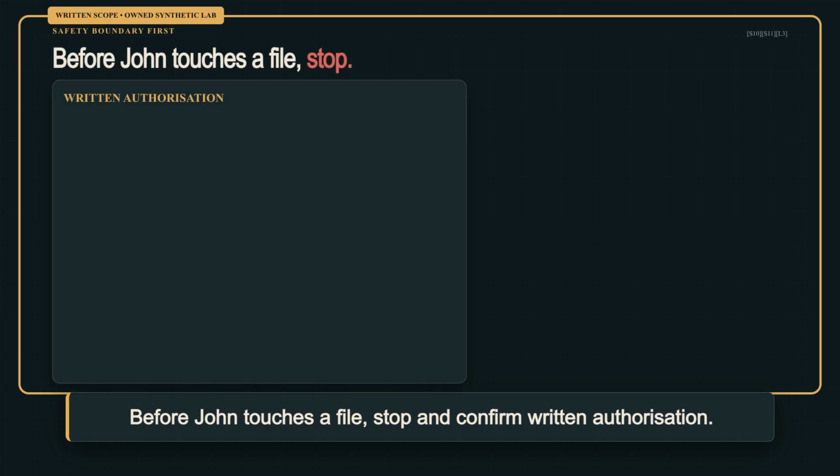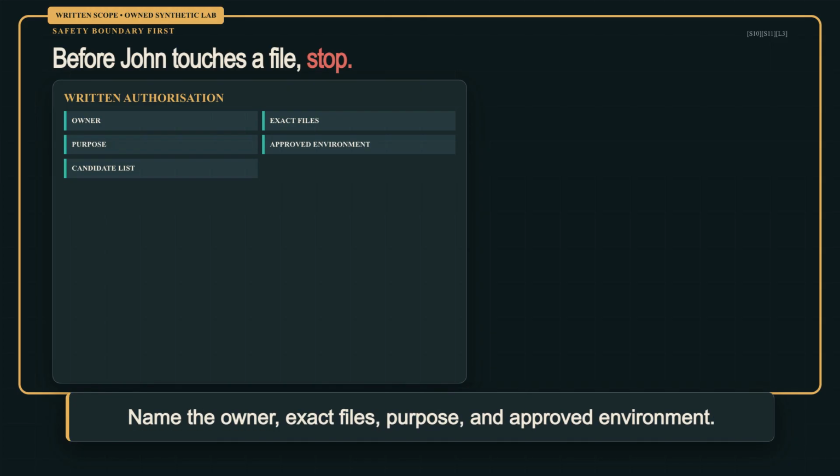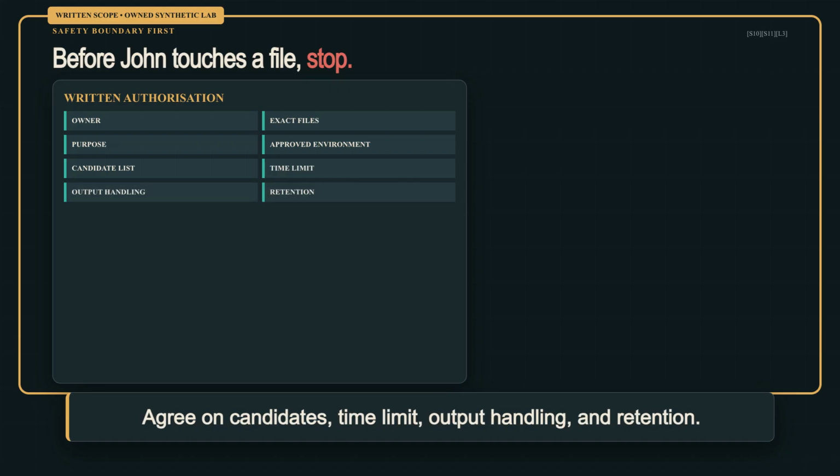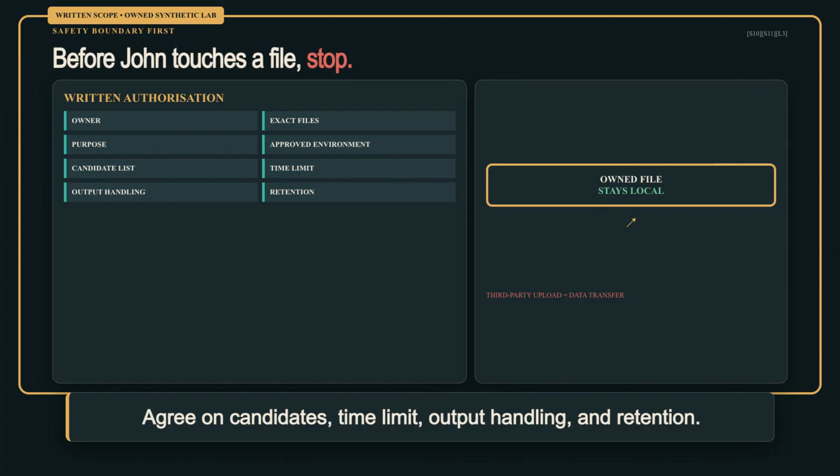Before John the Ripper touches a file, stop. You need written authorization, confirmed data ownership, exact files, an approved environment, an agreed candidate list and time limit, plus rules for storing and deleting the results. If any of that is unclear, do not run the audit.